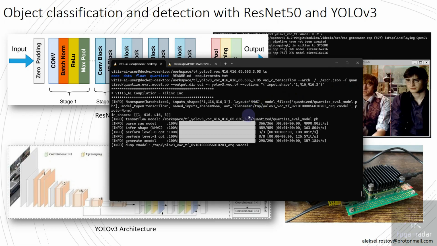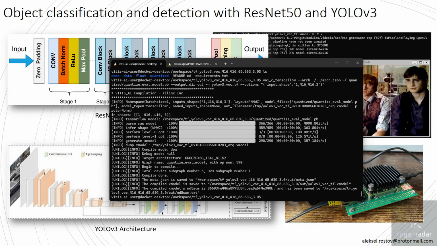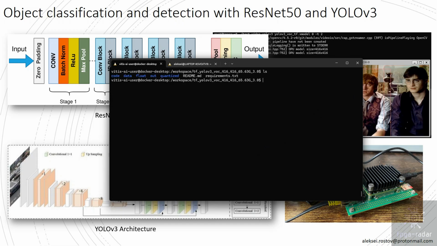It takes time. Begin to compile. Okay, here I will pause the video. Okay, so it's ready. Let's check. We have the out folder again, and in the out folder there is the YOLOv3 TensorFlow xmodel file that we basically need.